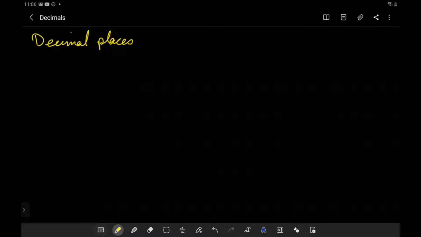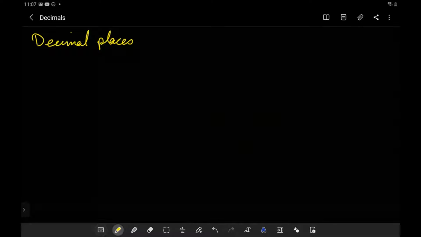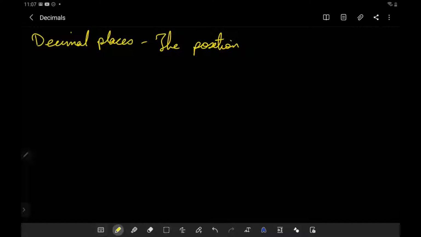Okay, well, the definition for it is the position to the right of the decimal point. Right, so the position to the right of the decimal point.